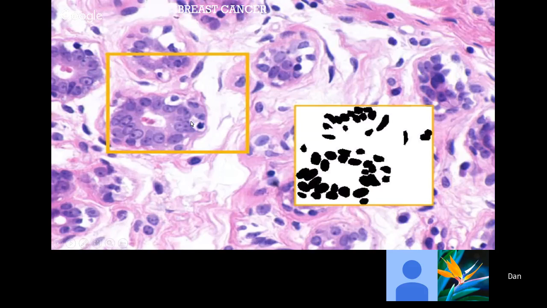This is breast cancer showing some of the cells that are abnormal, and they have big, big nuclei, dark nuclei.